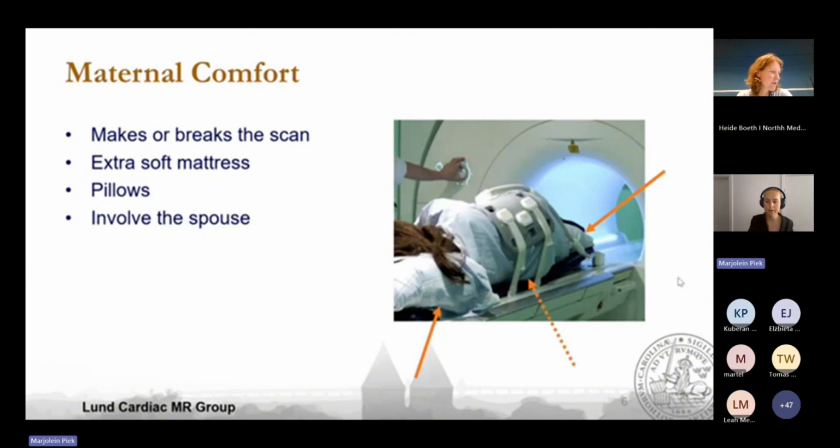You can see the solid orange arrows. They point to a pillow under the head and a pillow between the knees. And in some cases, we also add an extra pillow in the back, which is indicated here by the dotted arrow, and it's not visible in this picture. And we think that both parents-to-be should feel comfortable with the MR scan, and that's why we also involve the spouse.